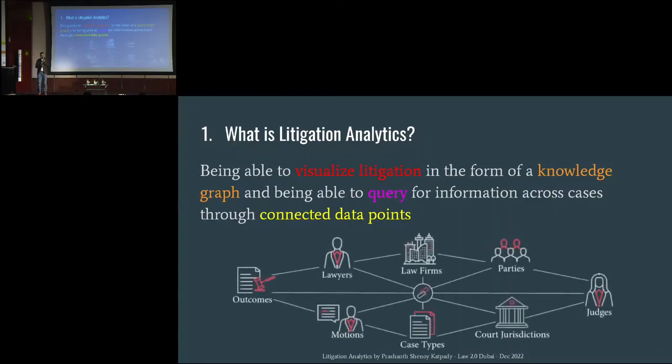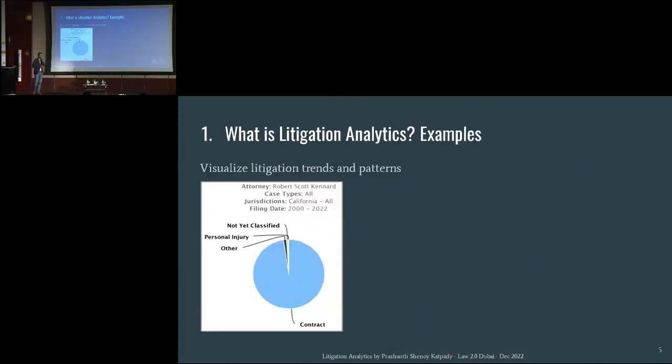Now, what are connected data points across cases? Lawyers, law firms, judges, parties, jurisdictions, courts, case types, outcomes, and motions. Typically, these are called connected data points that connect across cases. Now, I'll first explain what litigation analytics can help you do.